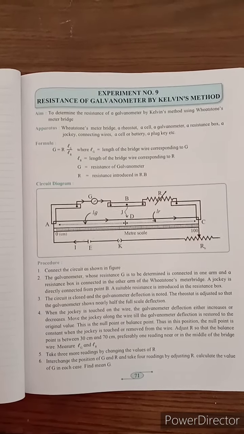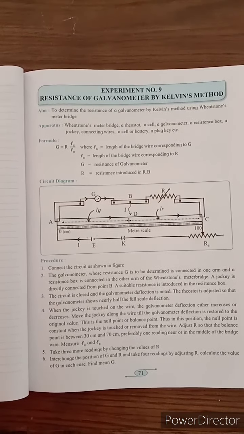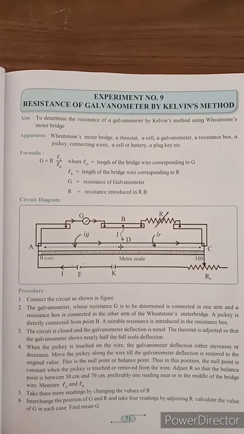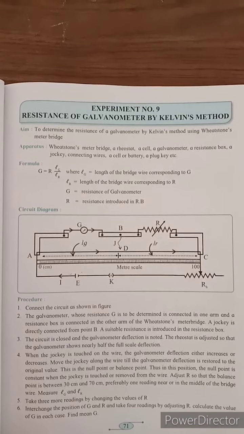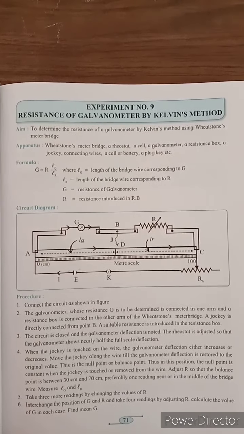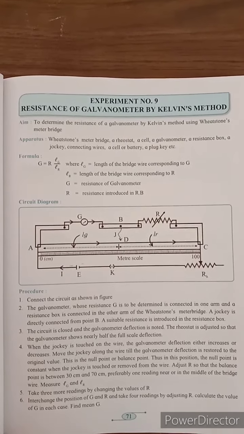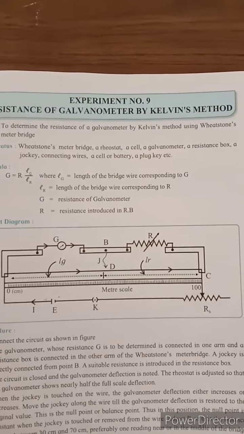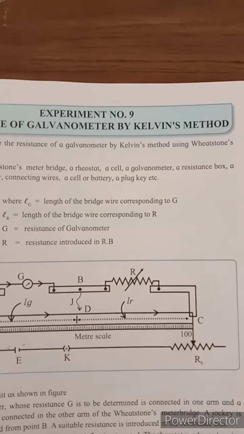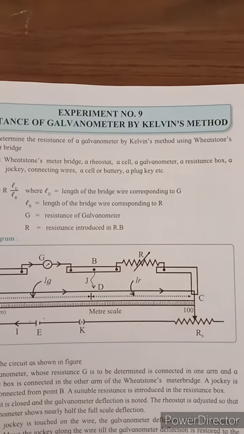Hello students, today we will perform experiment number 9, resistance of galvanometer by Kelvin's method. In this experiment we are going to calculate the resistance of a galvanometer by Kelvin's method using a meter bridge.